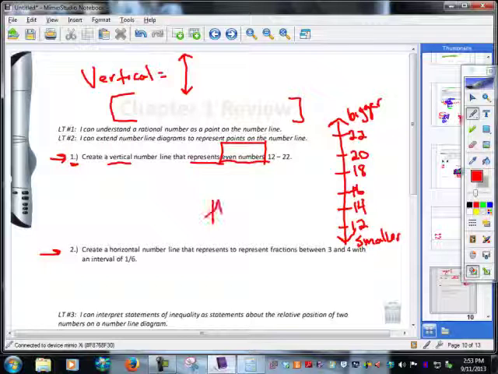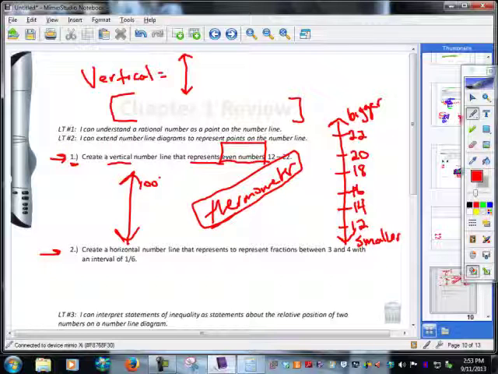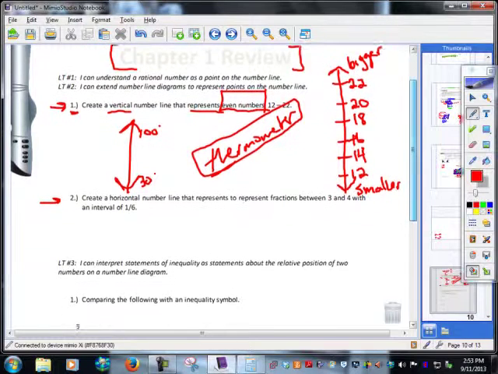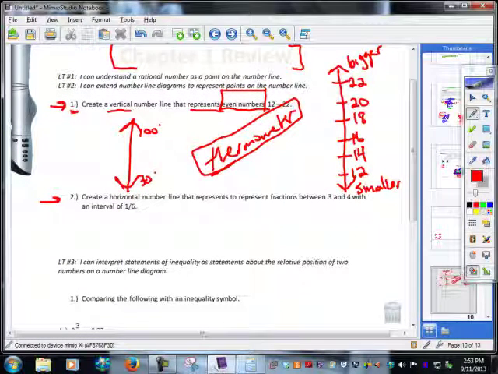Think of a thermometer. If we get to the test and you go, oh shoot, I don't know if the bigger number goes on the top or the bottom, think about a thermometer. Here would be your thermometer. 100 degrees would be up here. 30 degrees would be down here. The bigger number would always be on top. Okay? So that's all there is to that question, just putting the even numbers on a vertical number line.